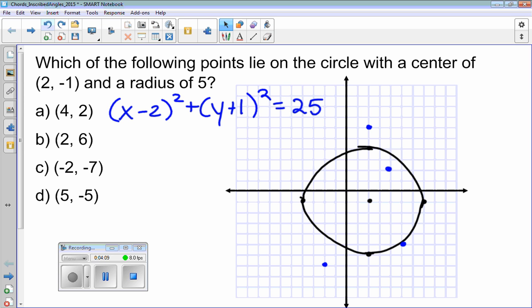And that's a good estimate, but what if I gave you one that was really close but not on it? You see what I'm saying? So you have to be real careful. The graph is close, but it might not be exact. So if you plug in 4 minus 2 quantity squared plus, and then plug in your y, 2 plus 1 quantity squared, I don't get 25. So I can cross that one out.